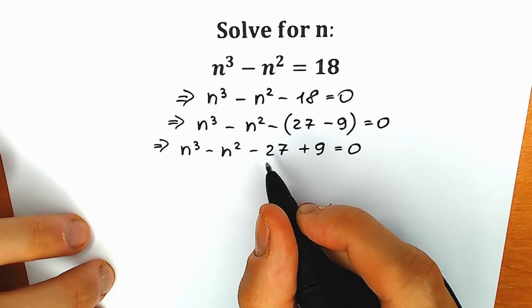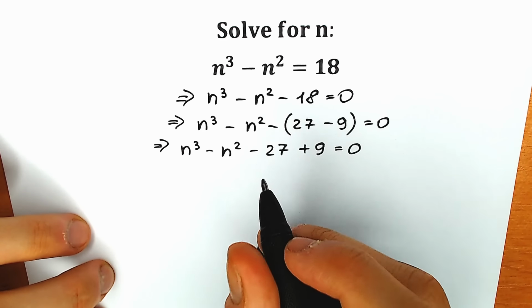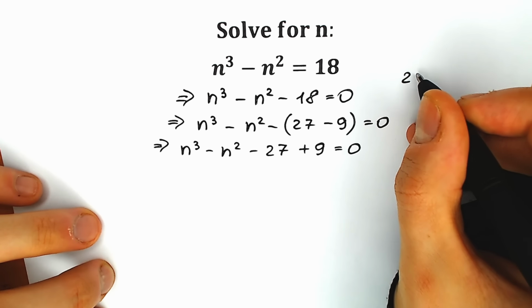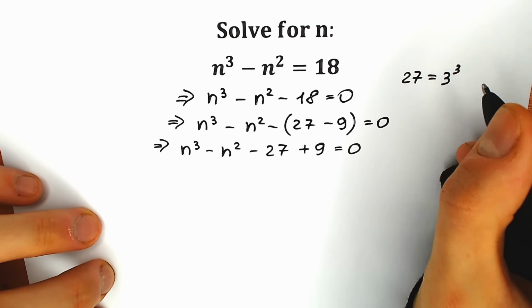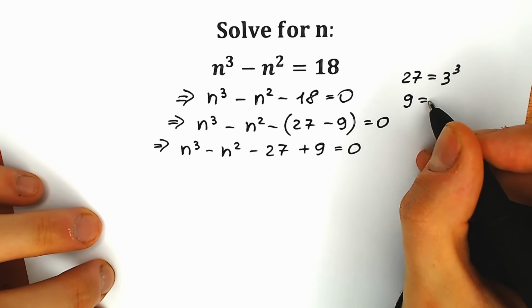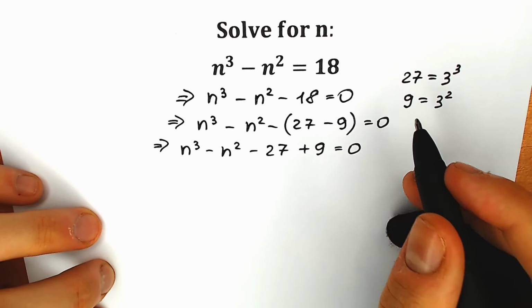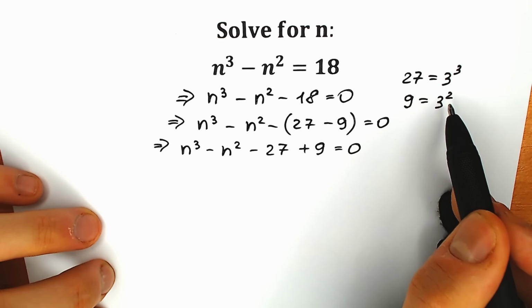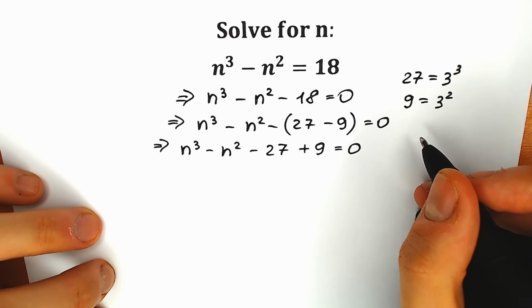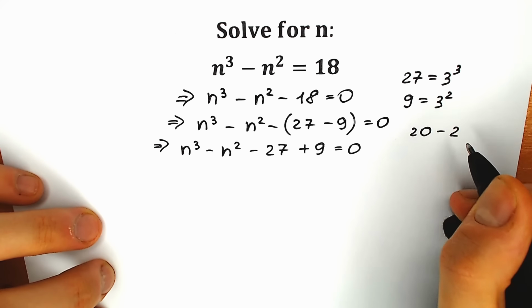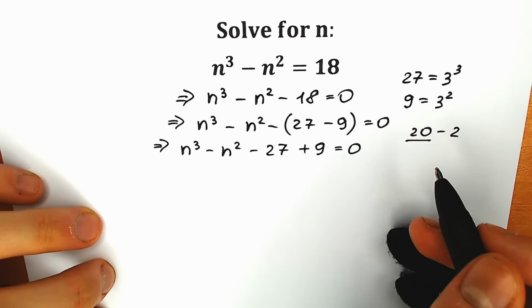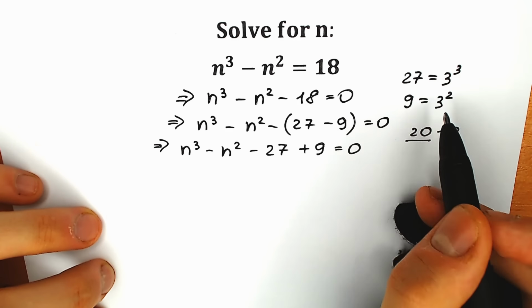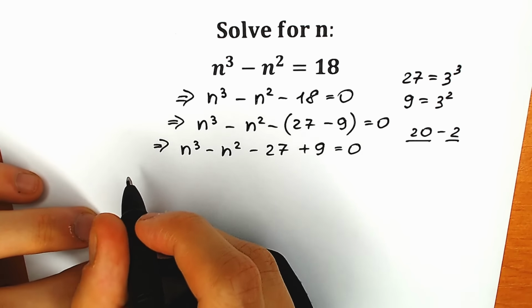First of all, why do you choose 27 and 9? Why are these constants really great for us? Because 27 can be written as 3 cubed, and 9 can be written as 3 squared. Right here we have a cube, right here we have a square, and we can express these as a cube and a square. A lot of students might be thinking, maybe let's choose 20 minus 2, for example. You can't express 20 in terms of squares. Of course, there are a lot of combinations, but these are the best for us. So cube and square.